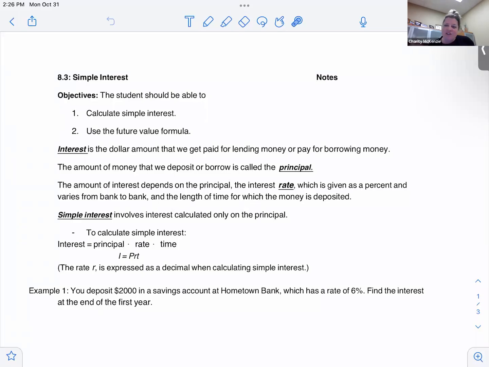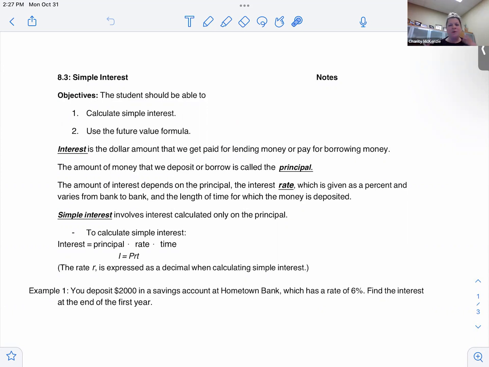Hello, so this is our first section starting our interest idea. Simple interest is the first kind of interest we're going to look at. And first of all, what is interest? Interest is the amount we get for lending money, or the amount we have to pay for borrowing money. So interest, we pay it or we get it, one or the other.